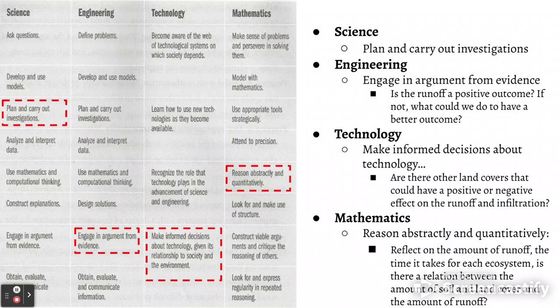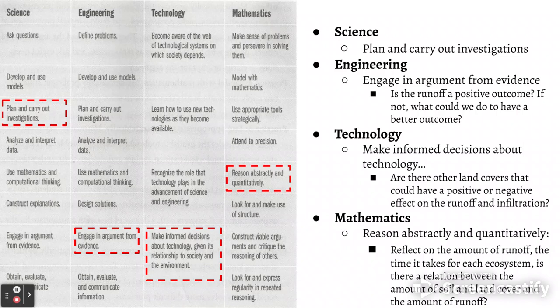The engineering aspect, I said engage in argument from evidence. Looking at the runoff, what color was it? How much was it? Was it a good thing? Was it a bad thing? And if we thought it was a bad thing, what could we do to make it better, make it clearer, make it more runoff, less runoff, and so on?